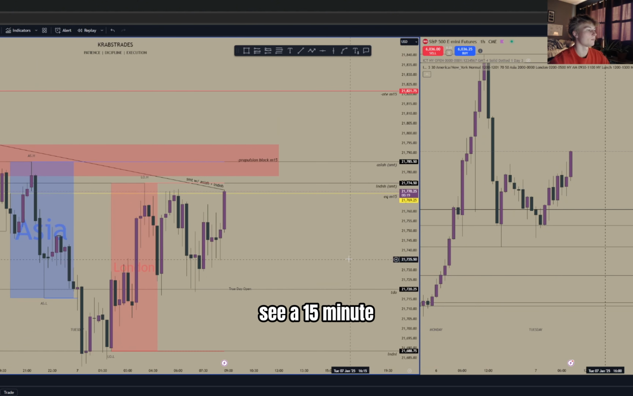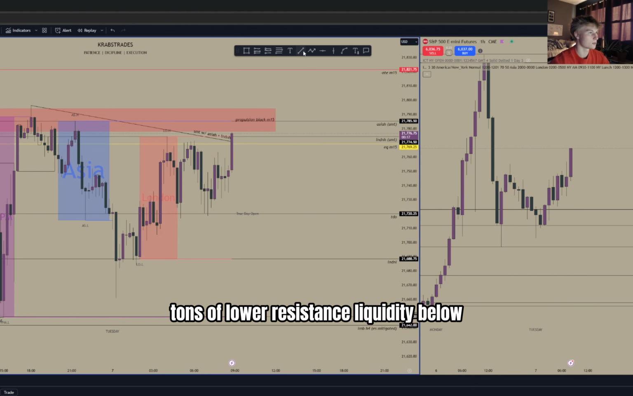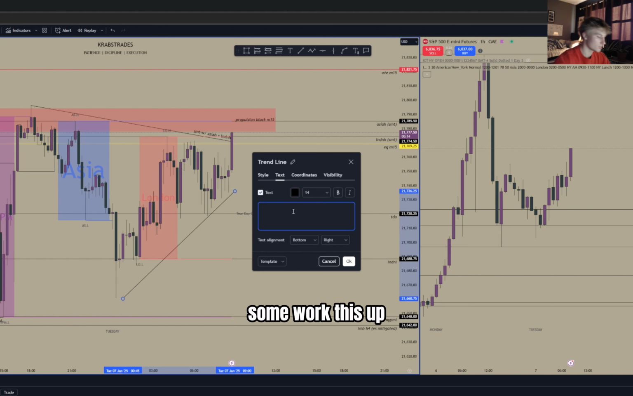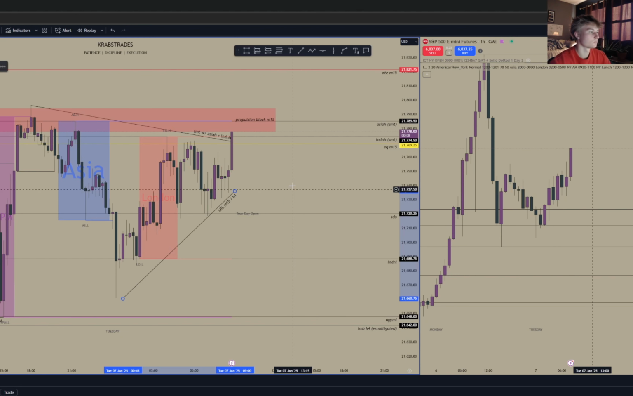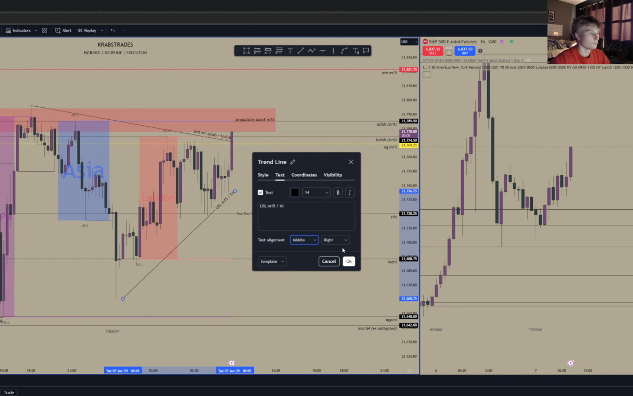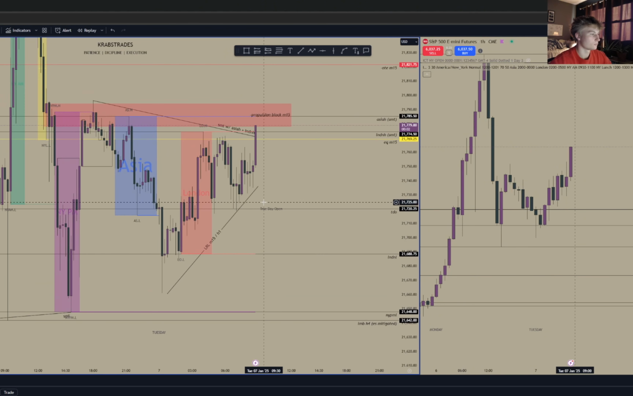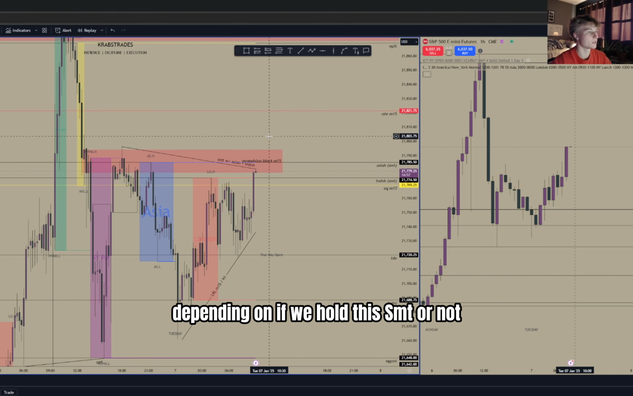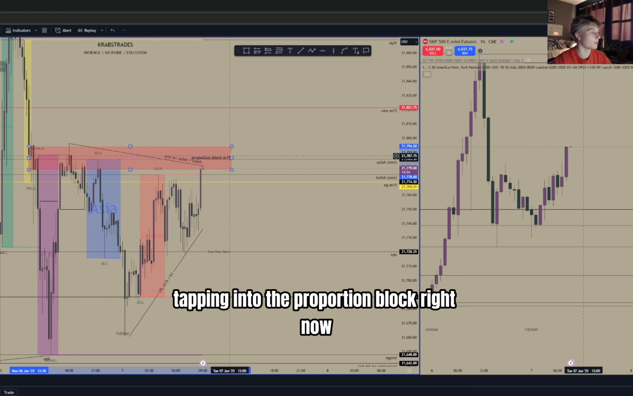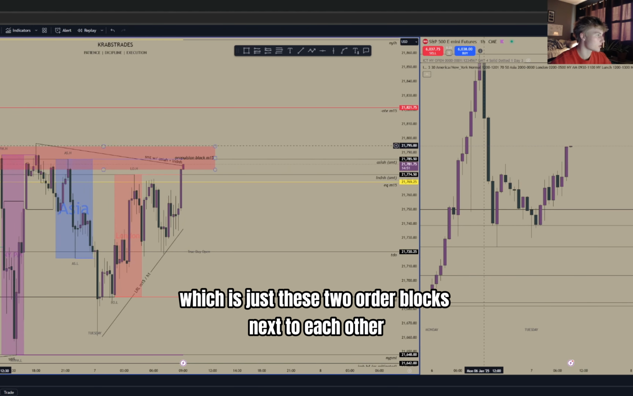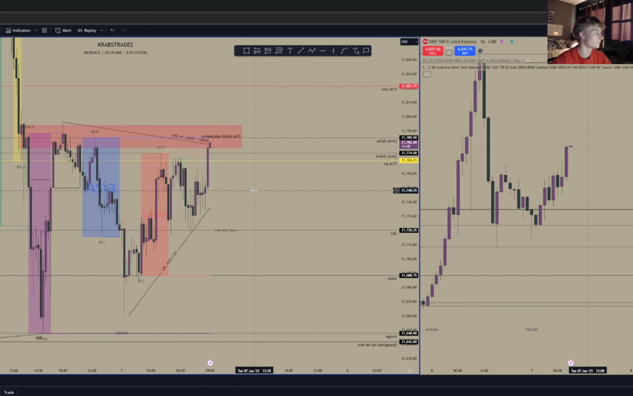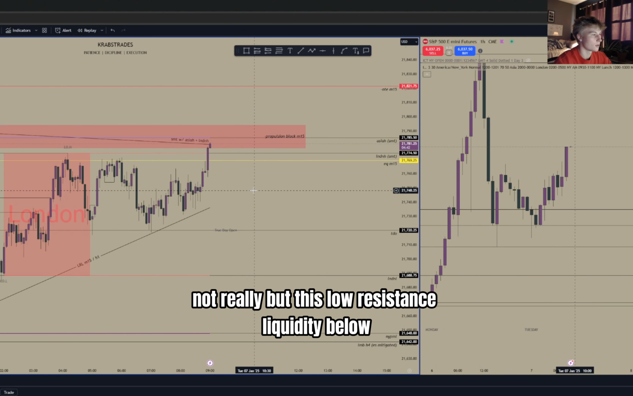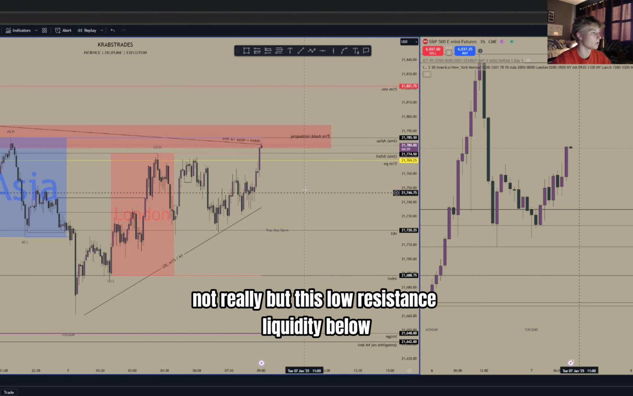See a 15-minute. Tons of low resistance liquidity below. So mark this up. Could see shorts playing out, depending on if we hold this SMT or not. Tapping into the propulsion block right now, which is just these two order blocks next to each other. Let's see, do we have any 15-minute imbalances? Not really, but this low resistance liquidity below looks super good.